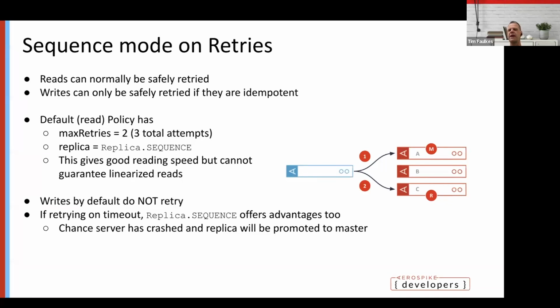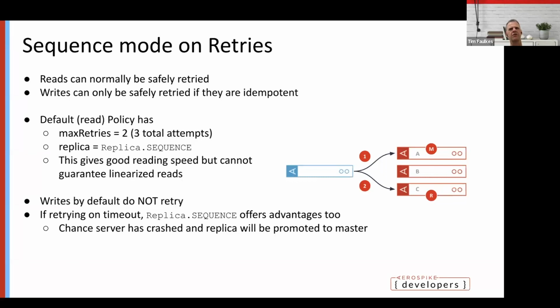But what about writes? So reads, it makes sense. I can retry those reads over and over. What about writes? Is this useful on writes? And if so, should we go to the master or we go to the replica? Well, writes you have to be very careful of. If you're doing a write and it's not an idempotent transaction, you can't just retry it.